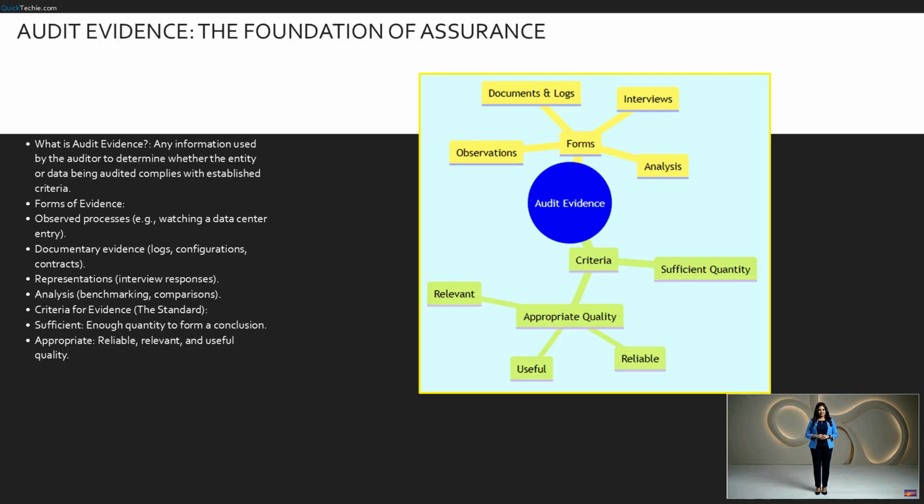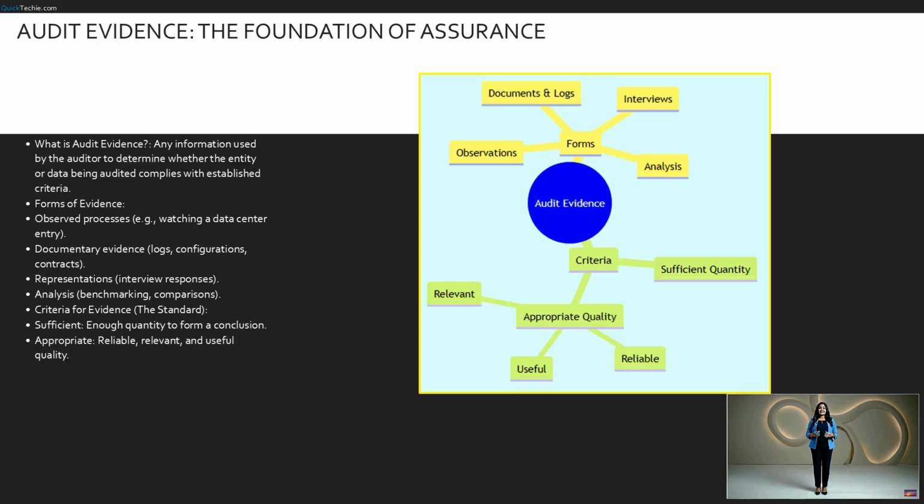We adhere to specific standards. Evidence must be sufficient, meaning you have enough of it to persuade a reasonable person. It must also be appropriate, meaning it is relevant to your audit objective and reliable in its source. If you are auditing a firewall configuration, a verbal assurance from an admin is evidence. But is it sufficient? Likely not. You need the configuration file itself.